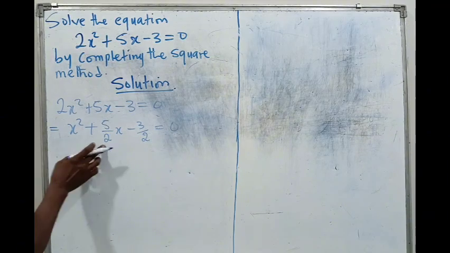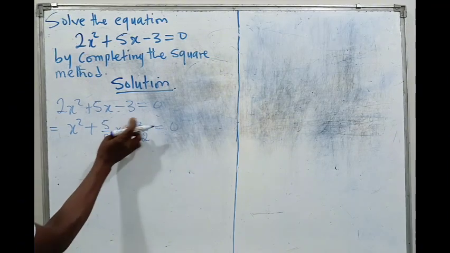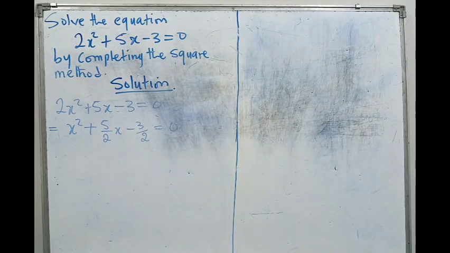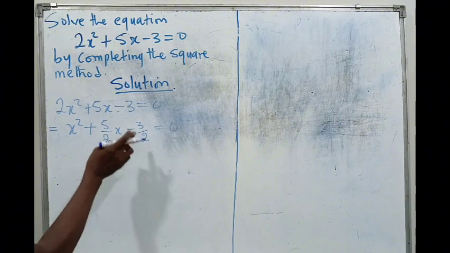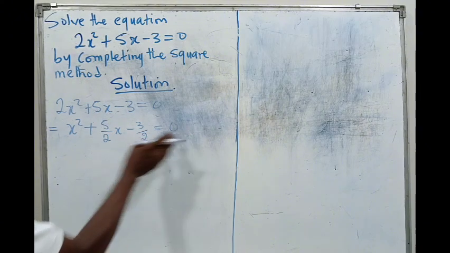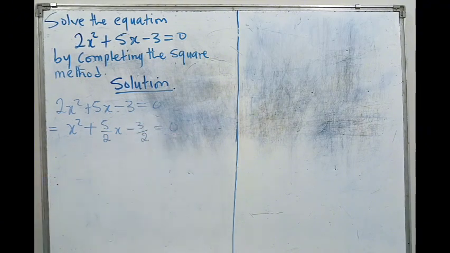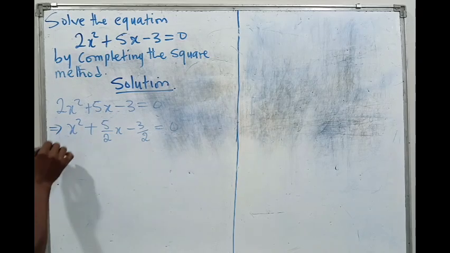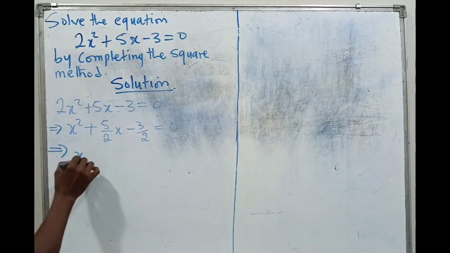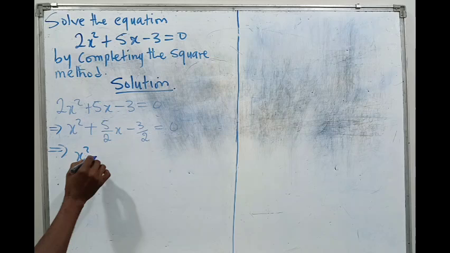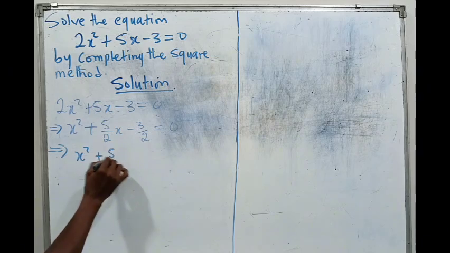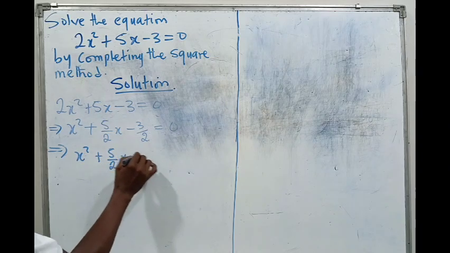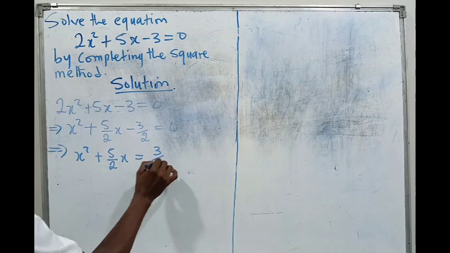Again, we have done that. Now the next thing to do is isolate the constant term to the right hand side. How do we do that? We add 3 over 2 to both sides, to the left hand side and to the right hand side. Remember, whatever you do to the left hand side, you equally do to the right hand side. So this means that we have something like this: x squared plus 5 over 2 x is equal to 3 over 2.